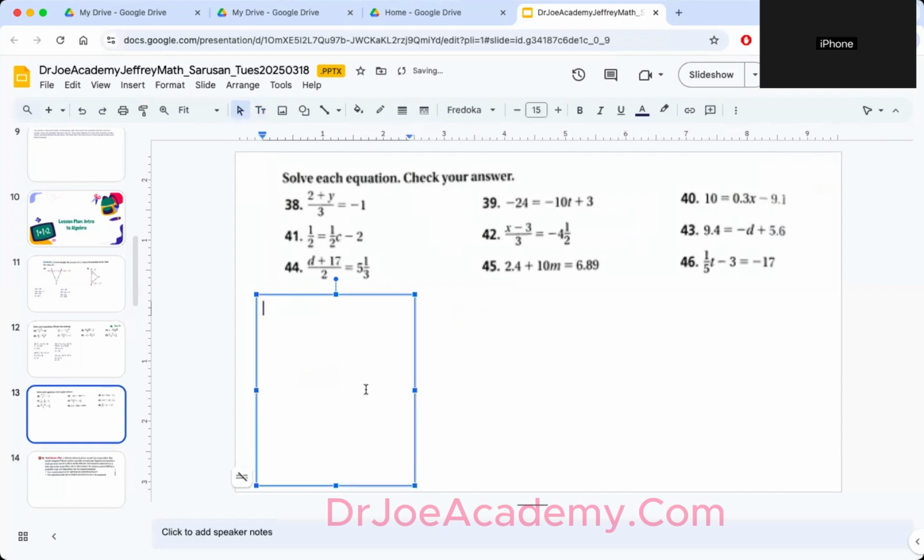Let's go with, let's see, let's go 41. So it's 1/2 C minus. Wait, is it like the C connected to the? Oh, it's just times. Yeah, it's multiplied. So you can just say C over 2. That's another way of saying it.